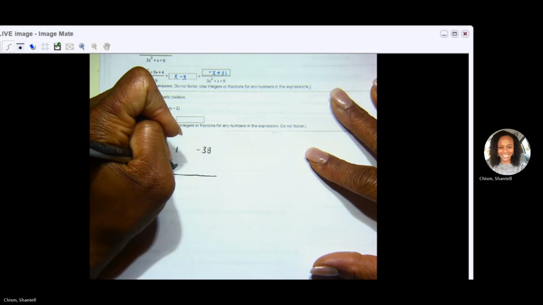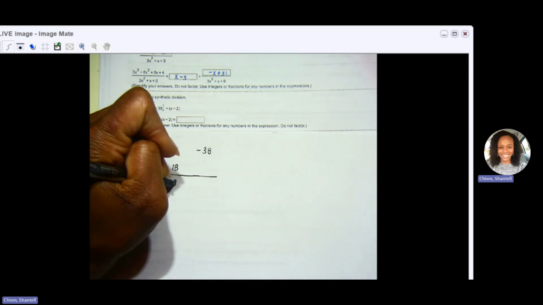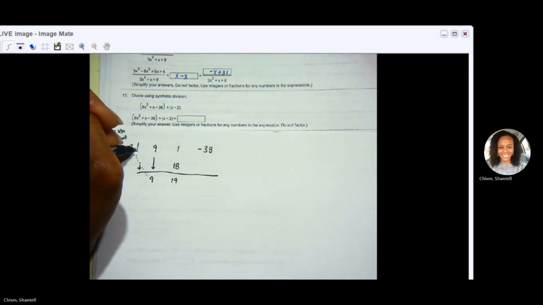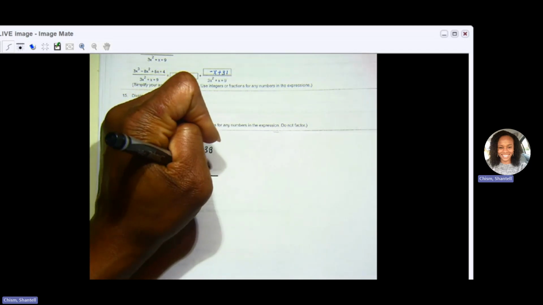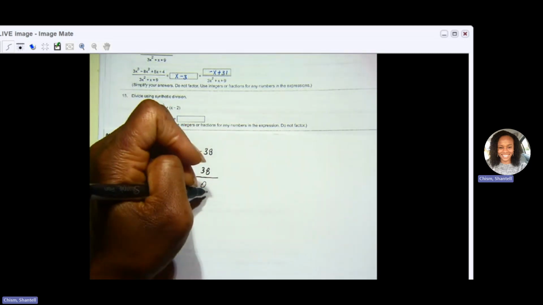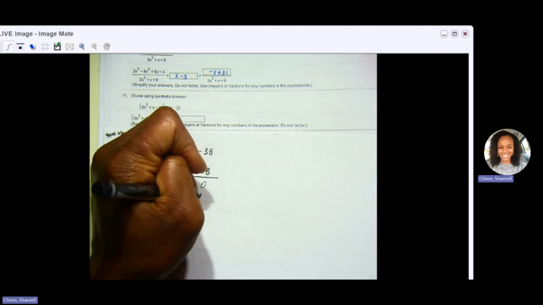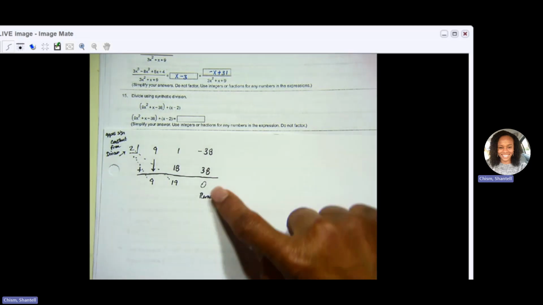So I say 2 times 9. That's 18. Okay? Then we say 1 plus 18. That's 19. Okay? Then 2 times 19. That gives us what? 38. And then we say negative 38 plus 38. That gives us 0. So that last spot will always be your remainder. Okay? So we have a remainder of 0.